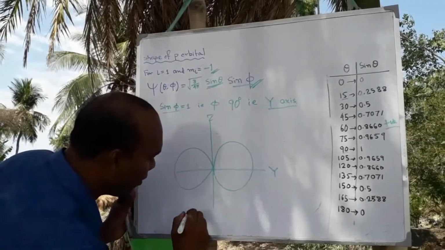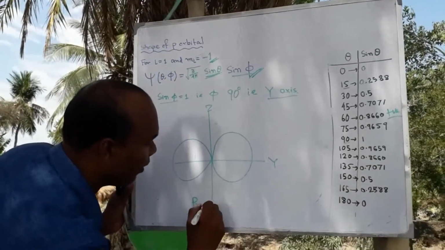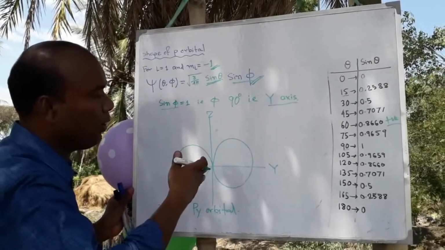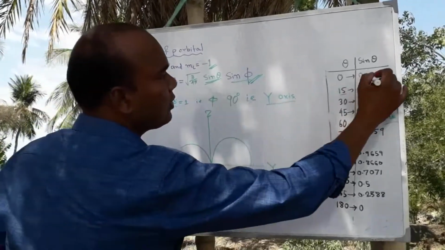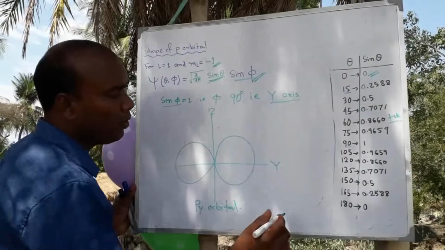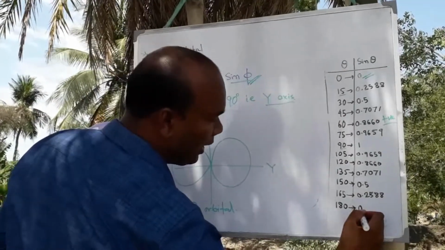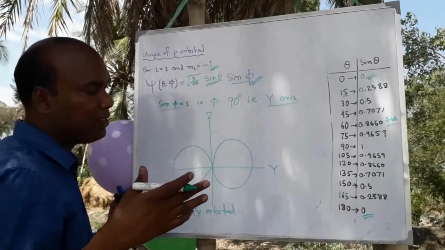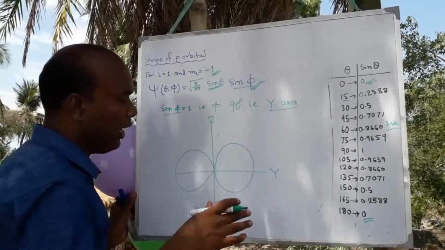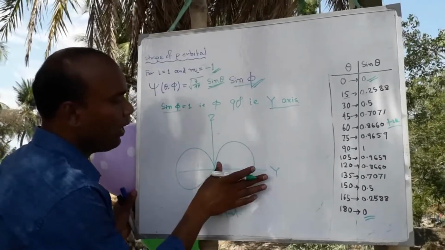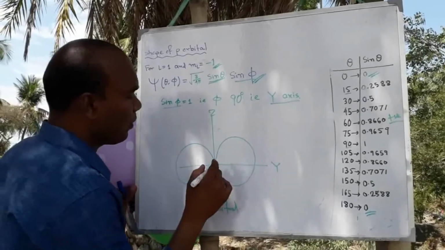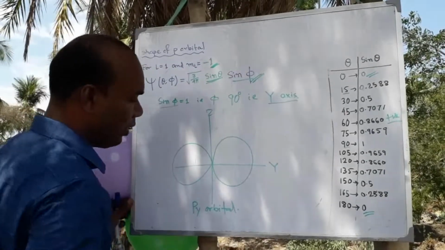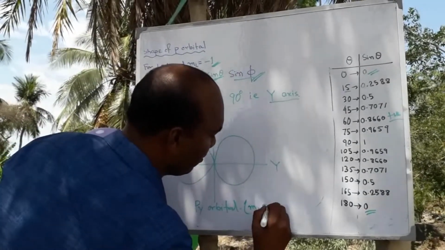So this will be your py orbital. You see along the x-axis, that is when phi equals 0, then sin phi equals 0, and when phi equals 180 degrees, then sin phi will be equal to 0. So along the x-axis there will be no lobe, but along the y-axis there will be two lobes. So this is the orbital having L equal to 1 and ml equal to minus 1.